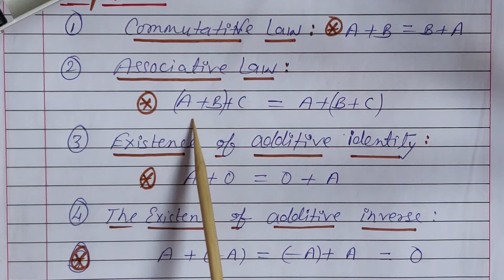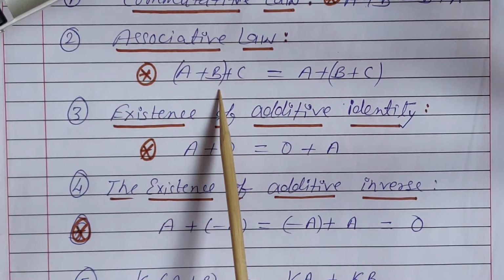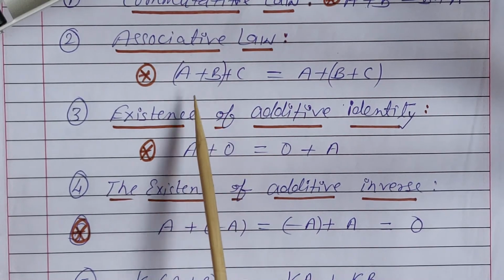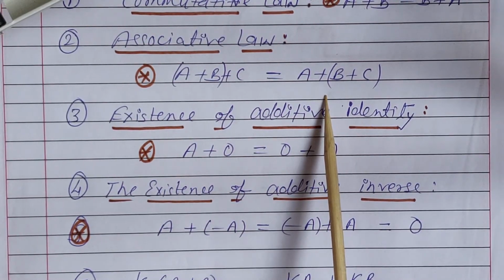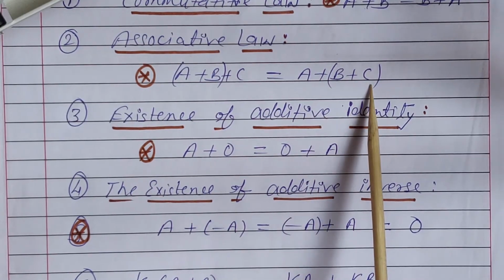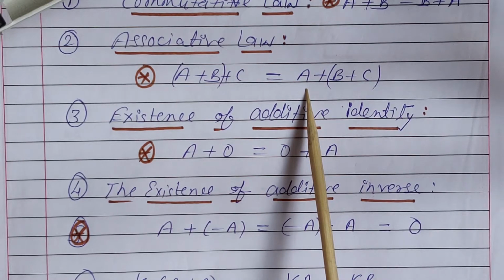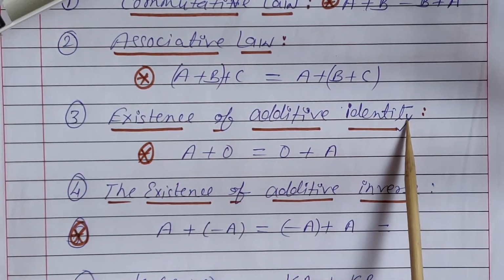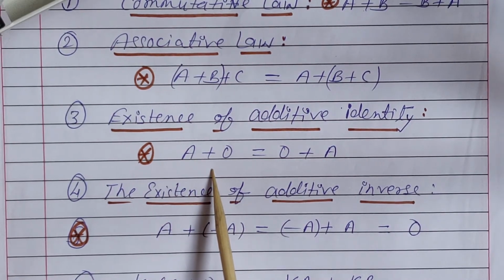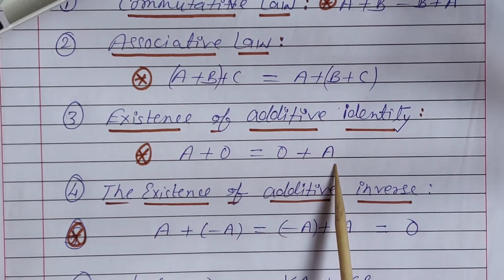First of all, in this property, we have to take 2 matrices and addition of these 2 matrices first and then third one. And in right hand side, you can see last 2 matrices we have to add first and then adding first. Now third property is existence of additive identity. It will be A plus 0 matrix equal to 0 matrix plus A.